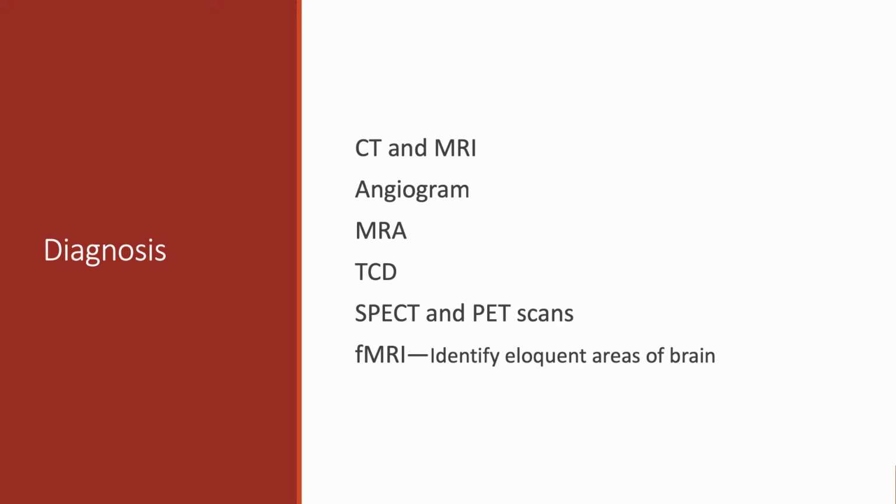We make the diagnosis in the usual way with CT, MRI, angiogram, magnetic resonance angiography. TCD is transcranial Doppler, so an ultrasound of the head to look at blood flow through those vessels. We can use SPECT and PET scans. I've never seen that used, but I guess theoretically it could be. And then functional MRI as well. Again, haven't seen that used.